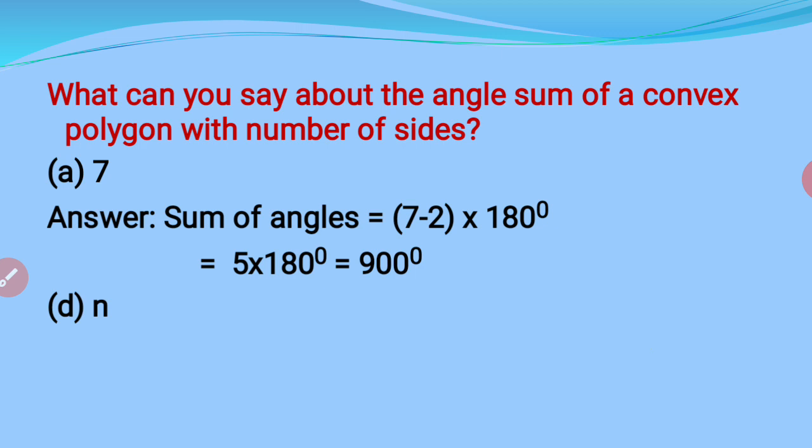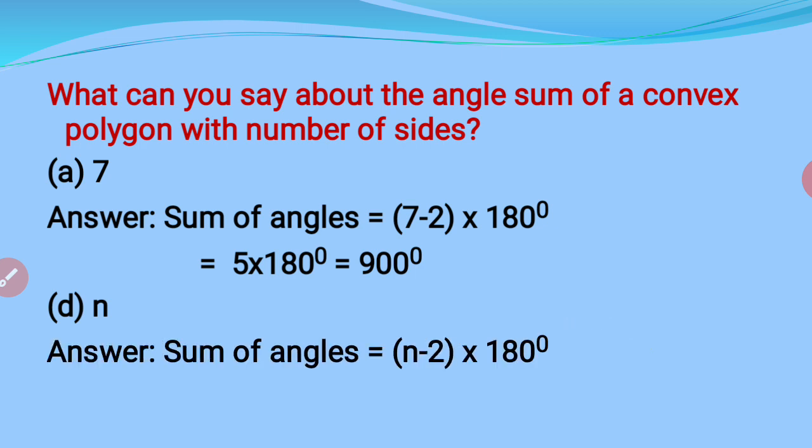If there are n sides, the formula will be n minus 2 into 180 degrees. So this comes out to be a formula which can be used for any number of sides.